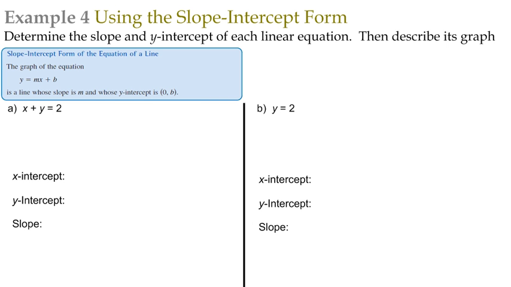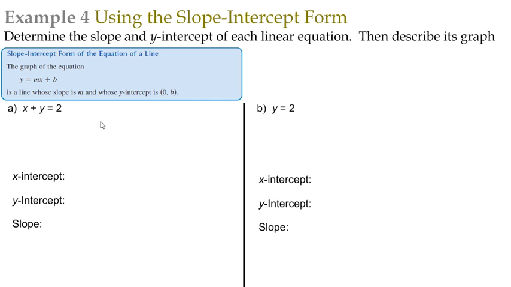Example number 4 wants us to determine the slope and the y-intercept of each linear equation, and then describe its graph. So we have 2 questions here. We have our first equation, x plus y equals 2, and we have the equation y equals 2.